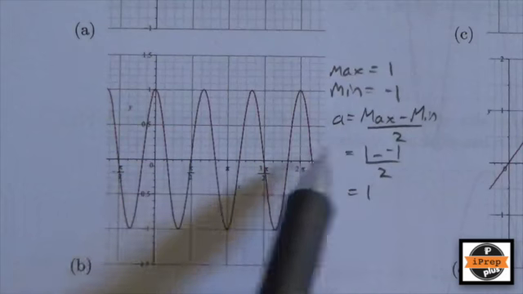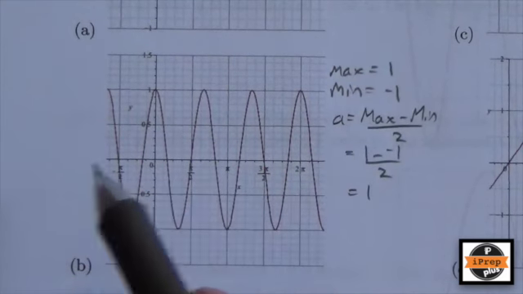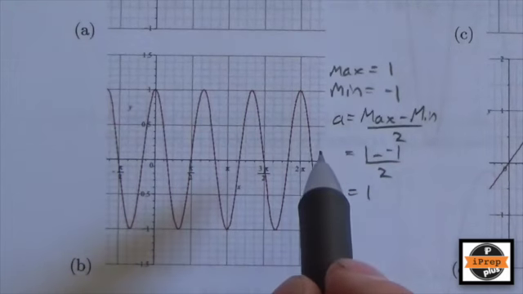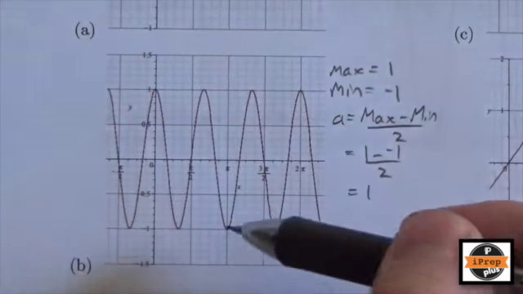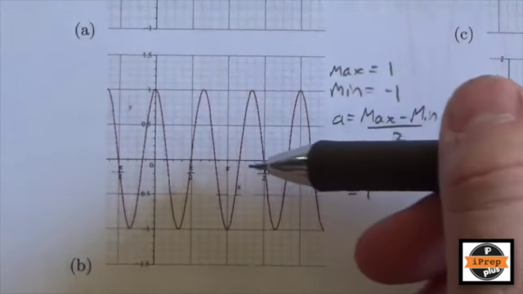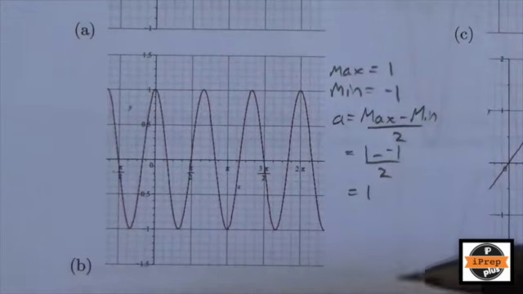And again, I can read that right off the graph if I really needed to, because I can see once again that this is symmetrically placed along the x-axis. Okay, the same amount above as there is below. And the amplitude is the distance from the center to the top, or the center to the bottom, if you want to think of it that way.